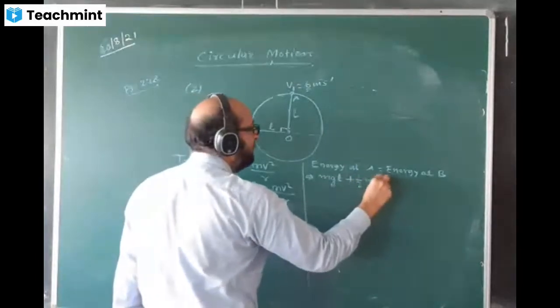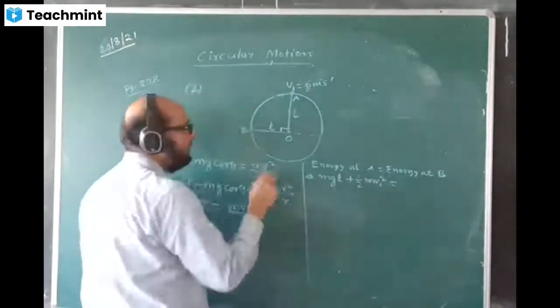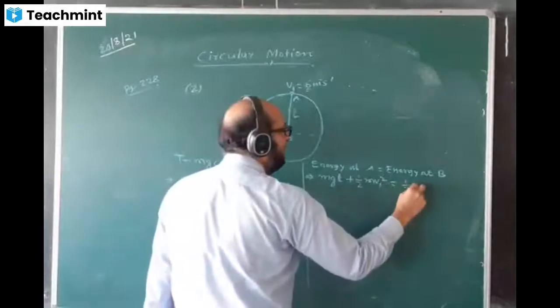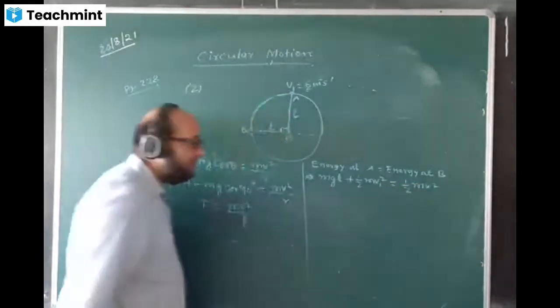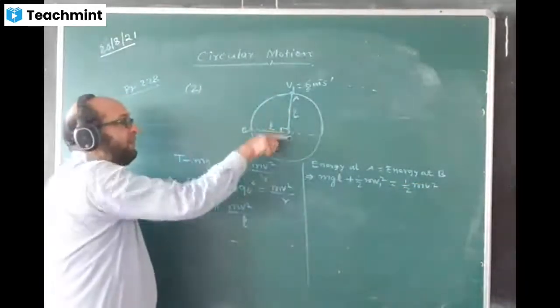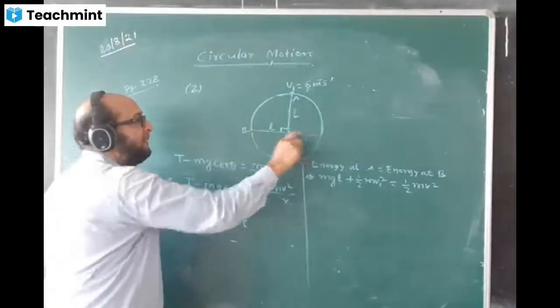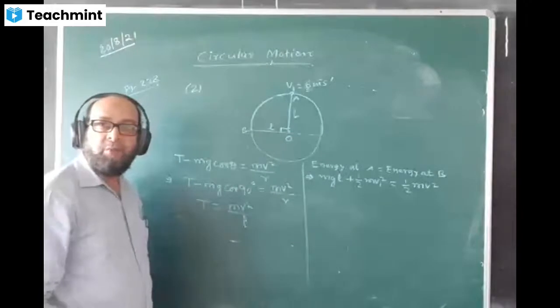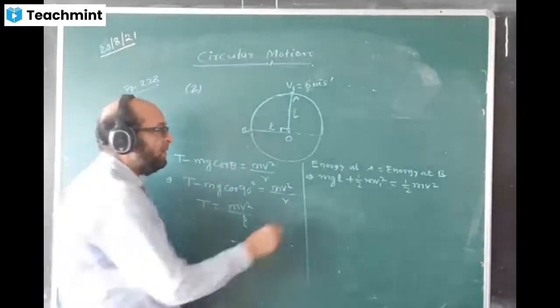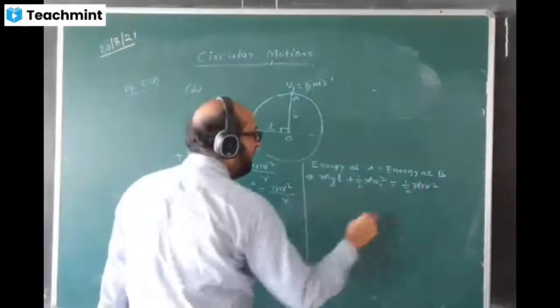half mv1 square equal to energy at B will be only kinetic, half mv square. I'm taking this level only. If you take this level, then this will have both potential as well as kinetic. This is the level I'm taking. From here only we are measuring energy of both the bodies. M will cancel everywhere.